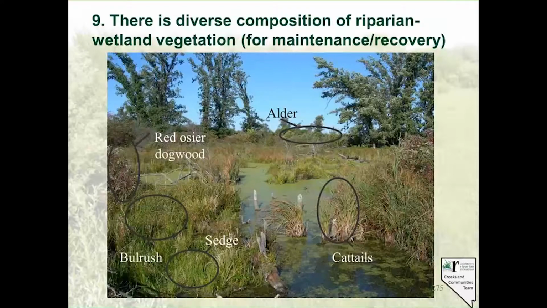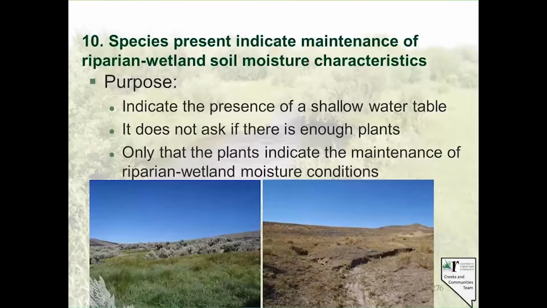Question 10: species present indicate the maintenance of riparian wetland soil moisture characteristics. Usually those plants will indicate the presence of a shallow water table or not. It does not ask if there's enough plants, only if the plants there by their location indicate that we're maintaining that wetland set of moisture characteristics or not.